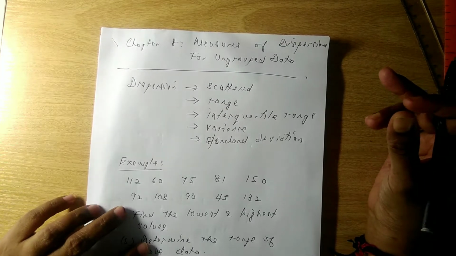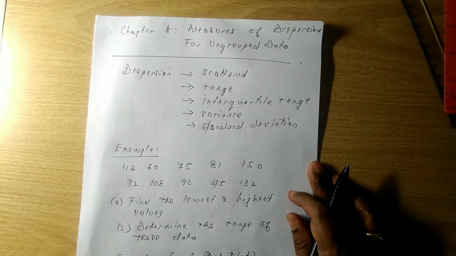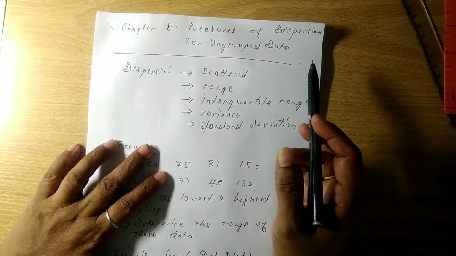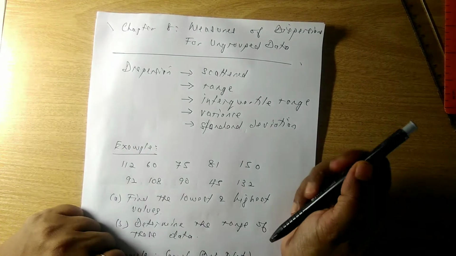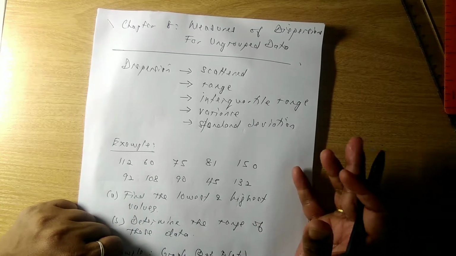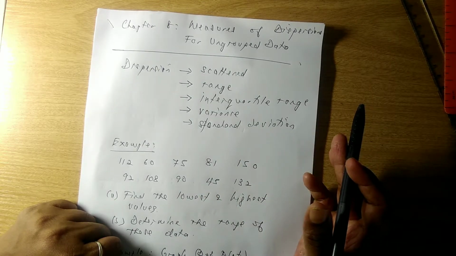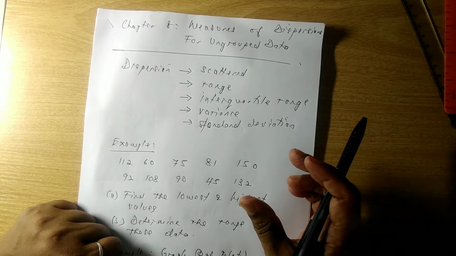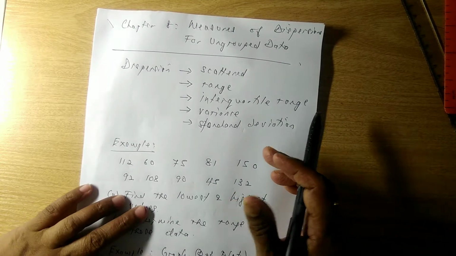So today we'll move on to another concept called dispersion. When you are talking about dispersion, there are a few things that come to mind. Number one is that dispersion is associated with scattered. So when you say data are scattered or dispersed, how much is it dispersed? We want to know how widely the data are scattered. Is it a wide range or a narrow range? So that's what we're going to look at.